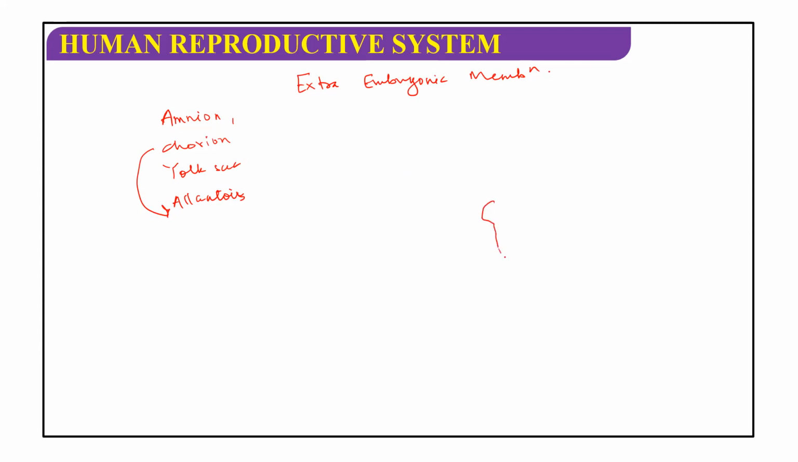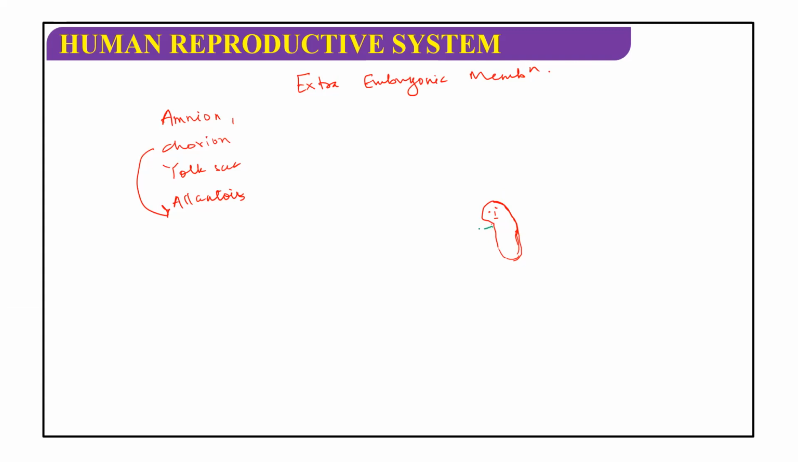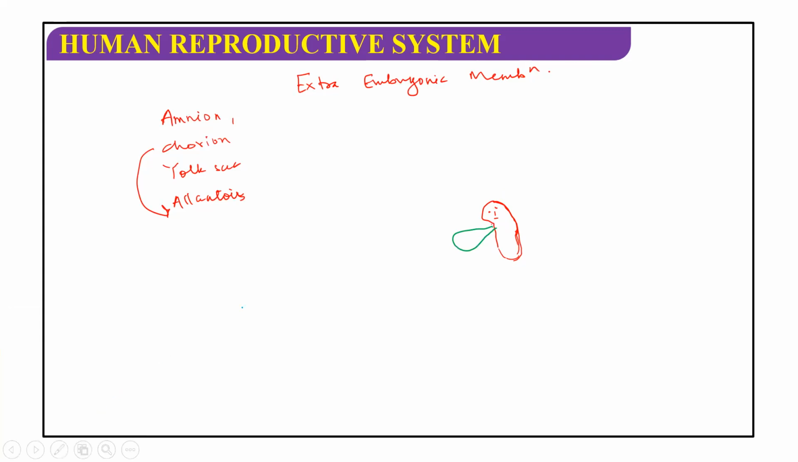So this is say the developing baby. Okay. Now this baby is having the membrane. I'll use different colors. So this is say yolk sac. Okay. This is an allantois, or you can say yolk sac, allantois. Uske baad there is a complete amniotic cavity surrounding that baby.